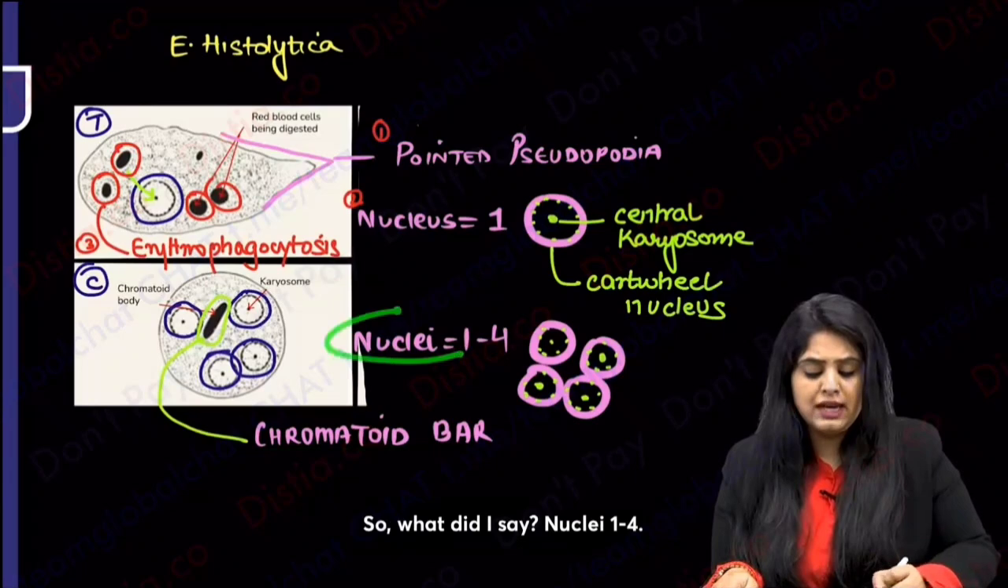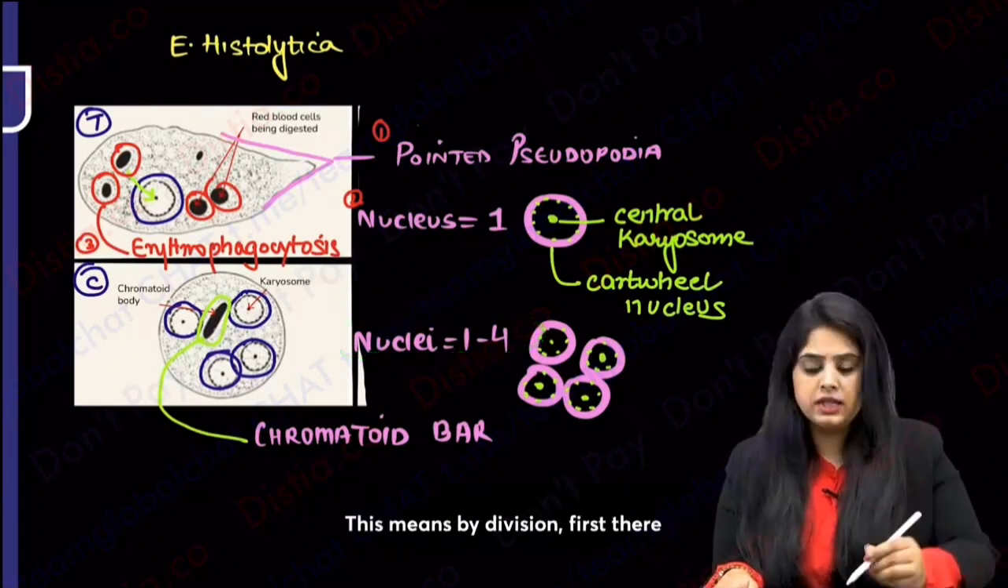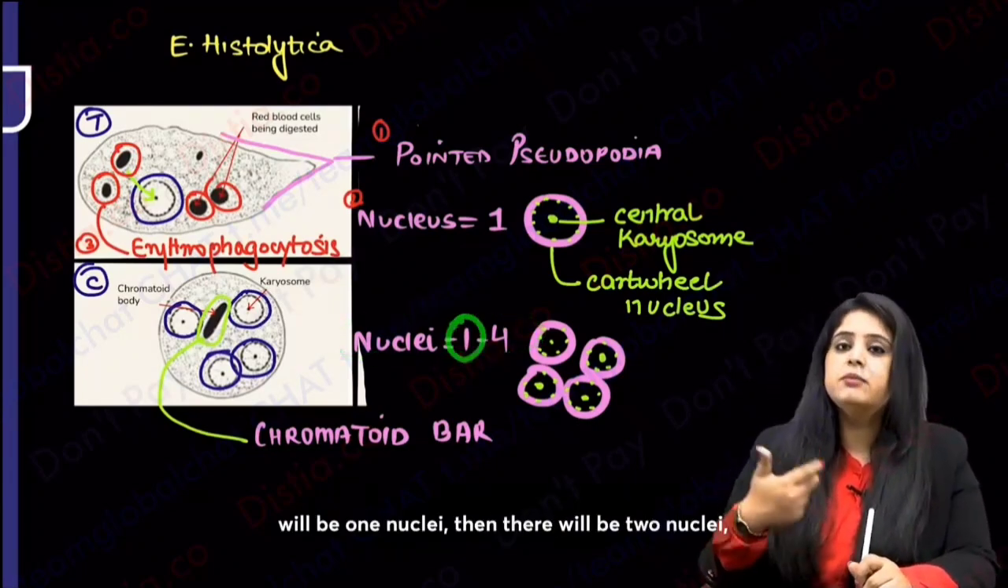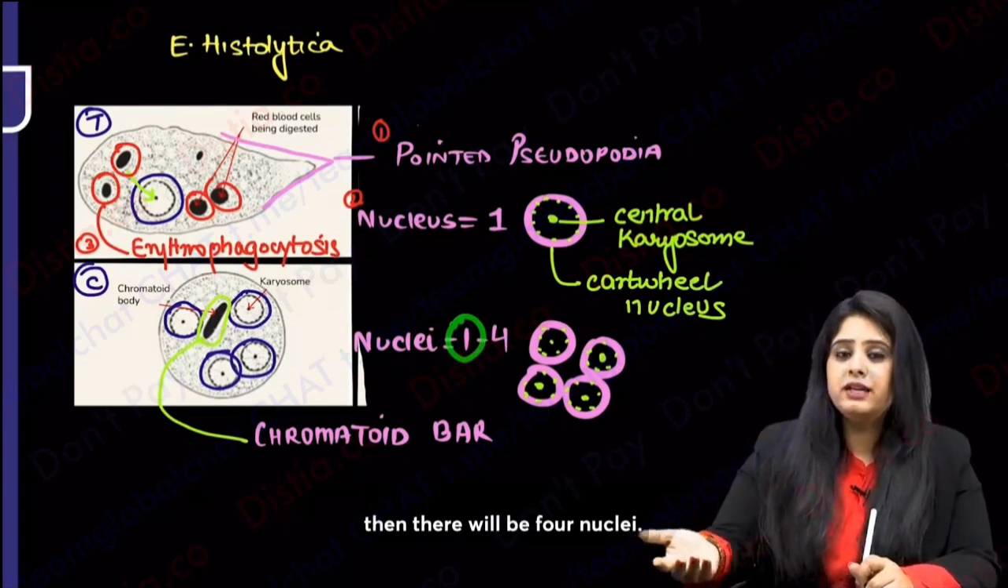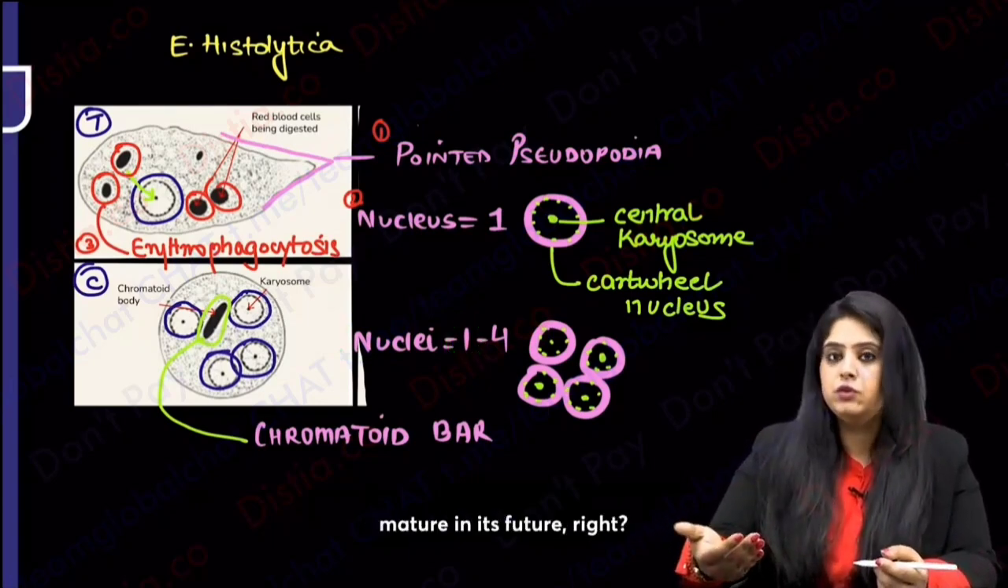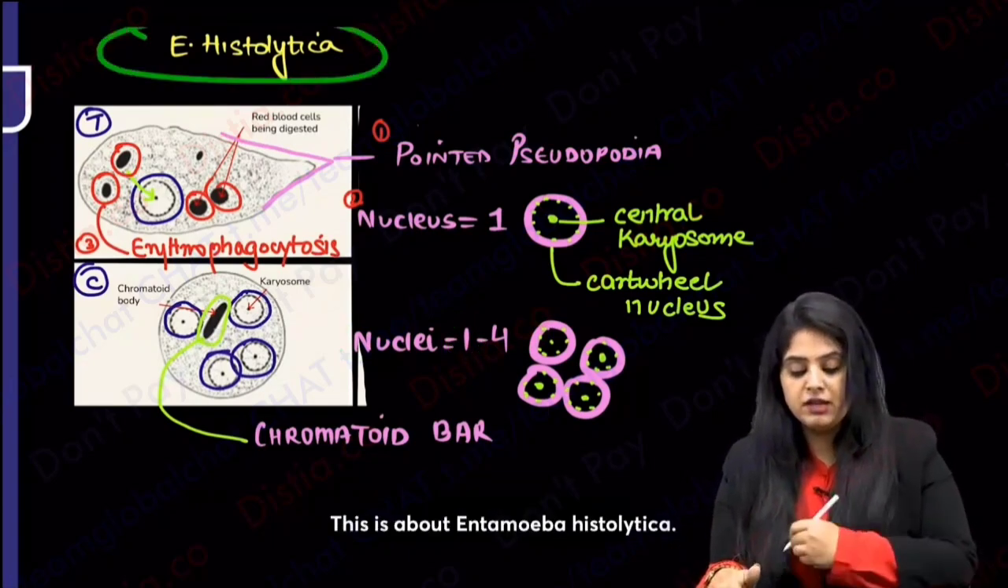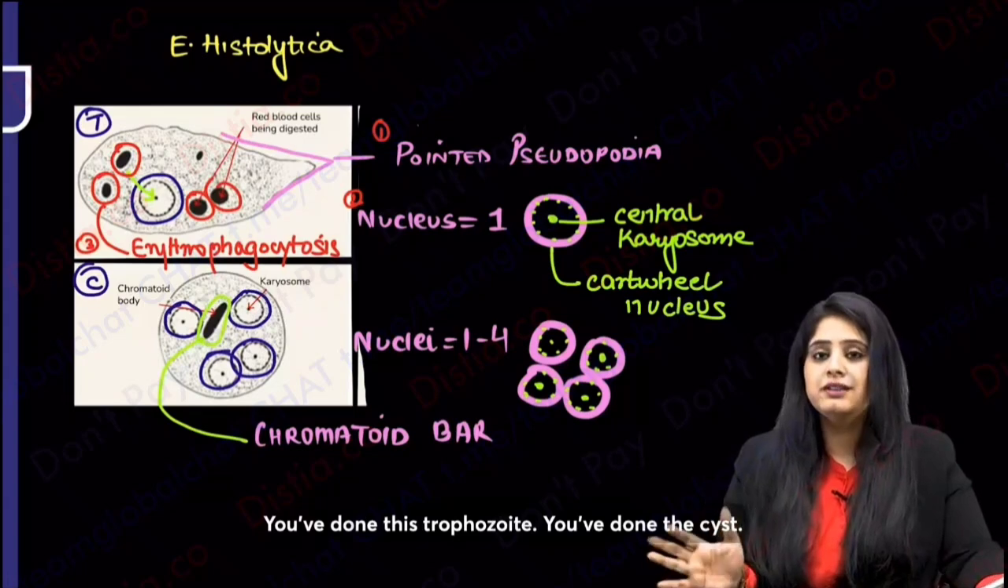So what did I say? Nuclei are 1 to 4. This means by division, first there will be 1 nucleus, then there will be 2 nuclei, then there will be 4 nuclei. So that is how it is going to mature in the future, right? This is about Entamoeba histolytica. You've done this trophozoite, you've done the cyst.